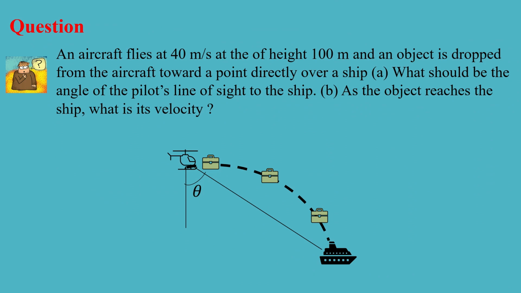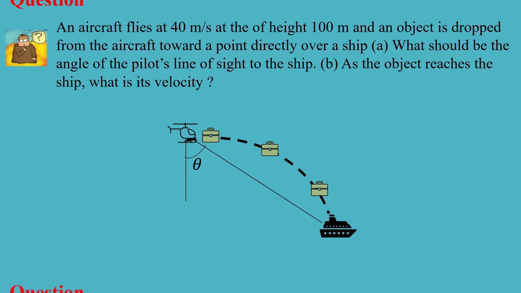In this problem, I need to find the angle between aircraft and ship, and for the second part, I need to find the velocity when the object reaches the ship. Let's see how I can solve it.